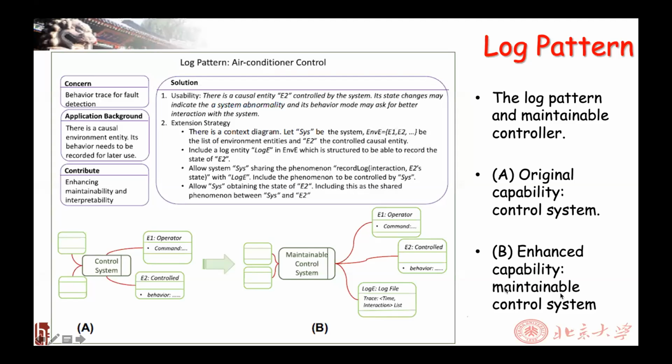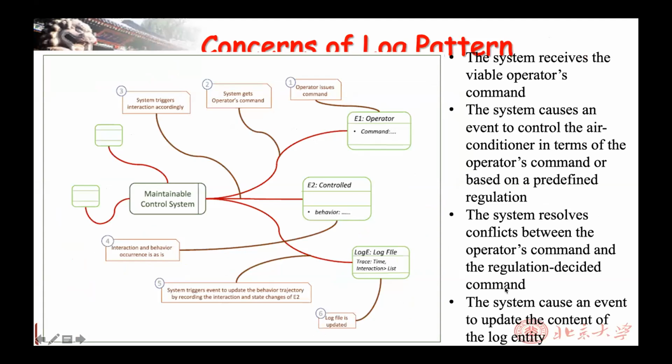So that is a log pattern, and with the log pattern, the new specification of the control system becomes like this. The system receives the operator's command. The system causes an event to control the air conditioner in terms of the operator's command, all based on a predefined regulation. And the system resolves the conflicts between the operator's command and the regulation's desired command. The system causes the event to update the content of the log. So this is just to keep a log.